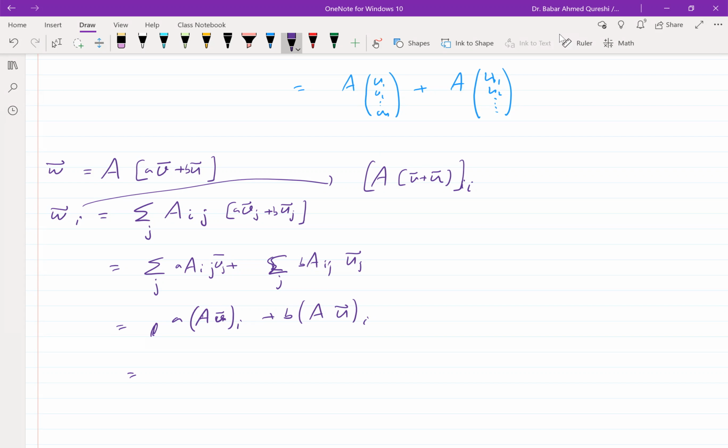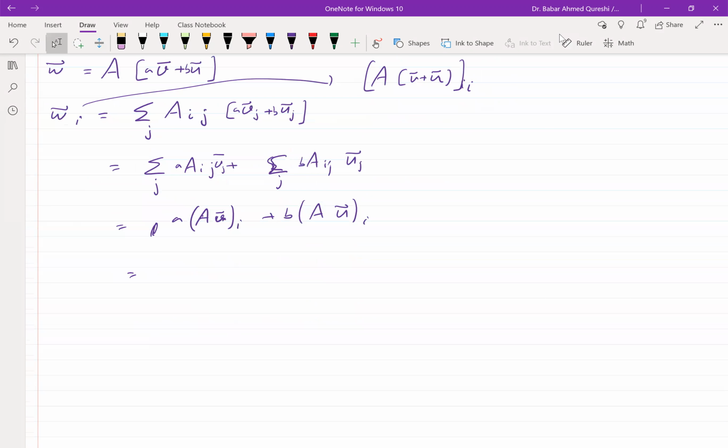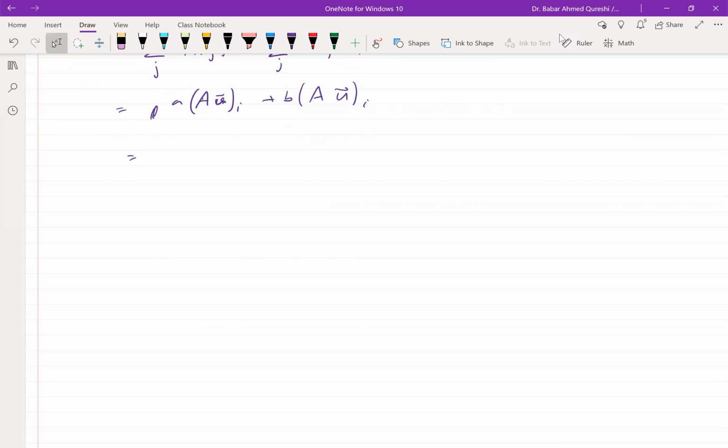So given a matrix, you can define a linear transformation. What is more interesting is that given a linear transformation, you can define a matrix, what we call a matrix representation of this. Matrix representation of the linear transformation. So what is this matrix representation of a linear transformation?